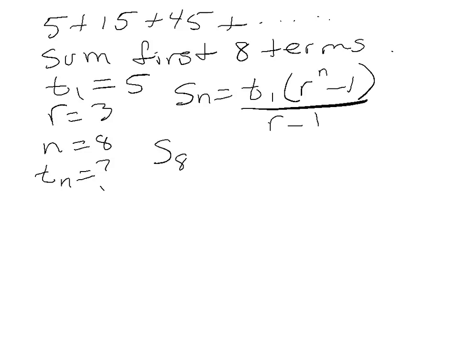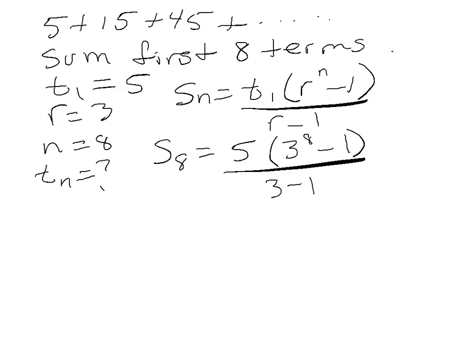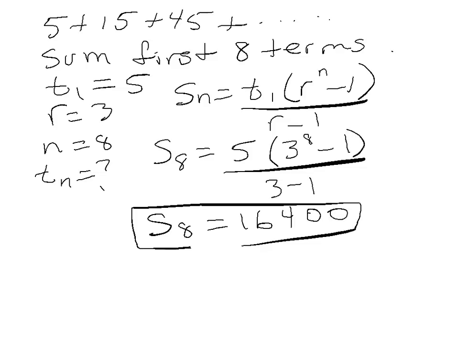So the sum of the 8 first terms is 5 bracket, and now make sure you've got your 3 to the power of 8 minus 1 in a bracket. Figure that out first, and then multiply it by the 5, right? And you should get that the sum of the first 8 terms equals 16,400. Very exciting.